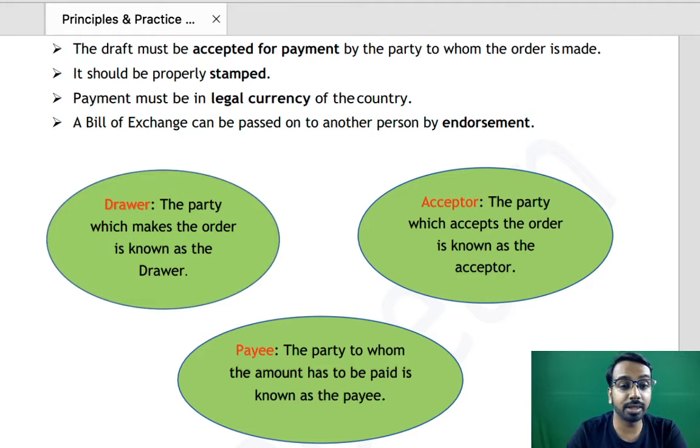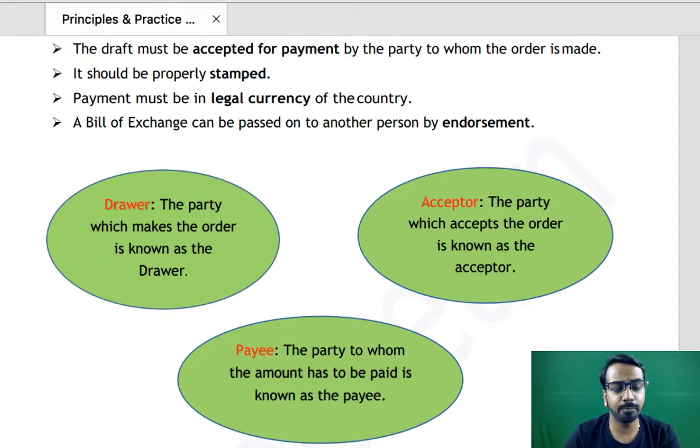Now the first chapter in this is bills of exchange or accounting for bills of exchange. Now here again, a lot of times students get confused as to what is the entry and what kind of entries are to be passed when we talk about bills of exchange. That is what we'll be understanding here.